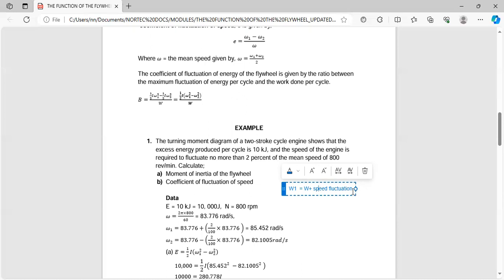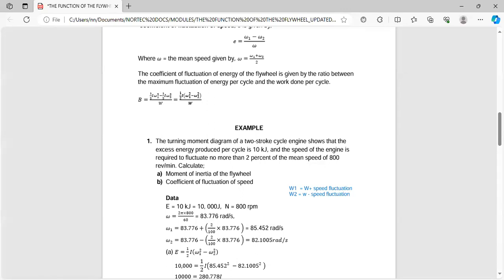That's it. If I need to find now the minimum one, I'll still say omega 2 is going to be given by the mean speed minus the same speed fluctuation. Then it ends there. So that is how you sort out the two. Each one of them gives us what we want. Now let's go down to the working.